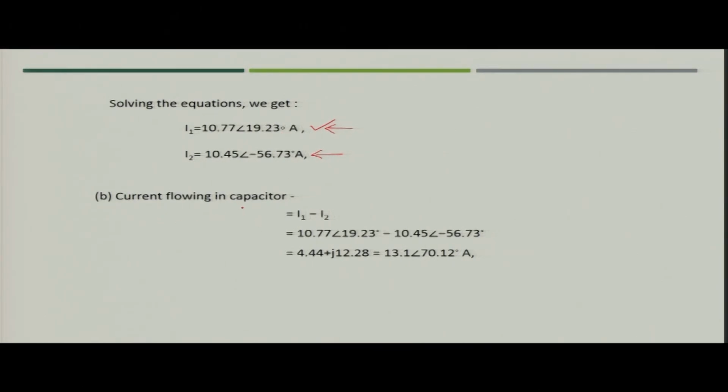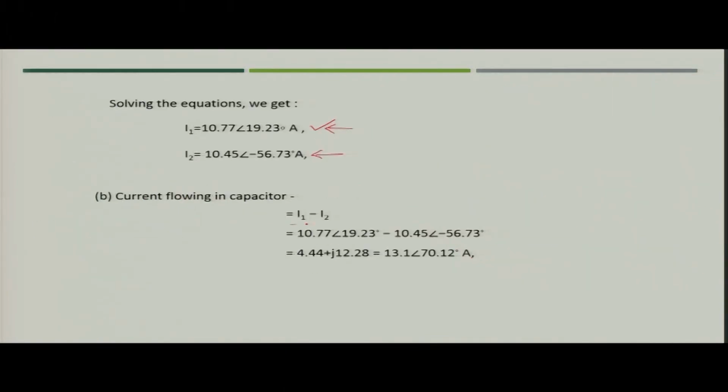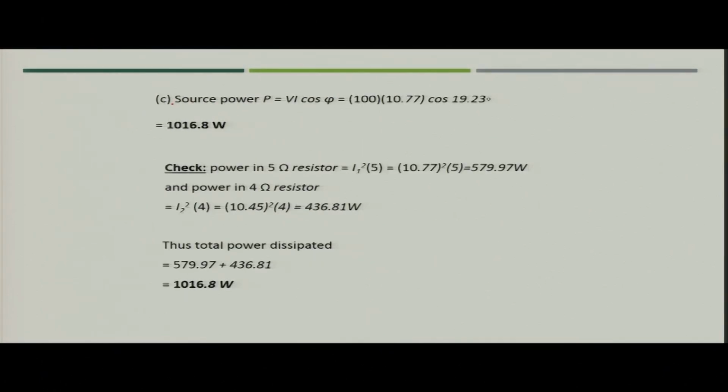Now, next is what is the current flowing in the capacitor? The current flowing in the capacitor would be I1 minus I2. You just simply take the difference of both of the currents, and you will get the current which is flowing through the capacitor. Now, next, the source power, that is basically the active power, you need to calculate.